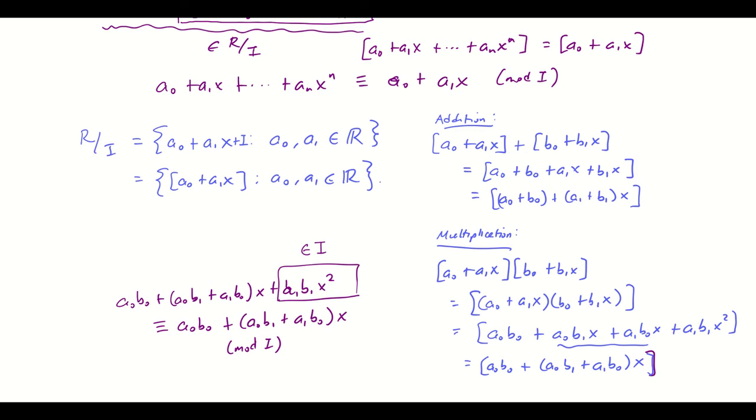So really, I can just cut this off here. Sorry, put that in blue. There we go. I can cut that off there. That's the product of those two cosets. Again, it's expressible as just a linear polynomial, or a coset represented by a linear polynomial. All right, so that's how addition and multiplication work.